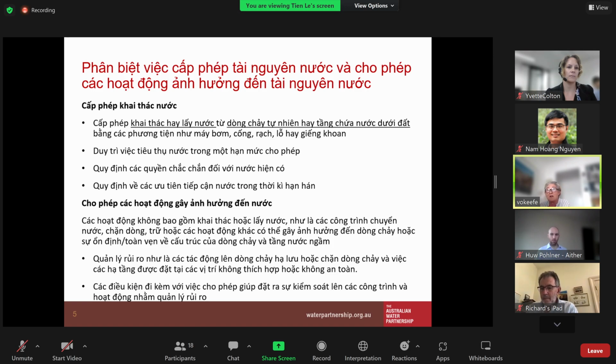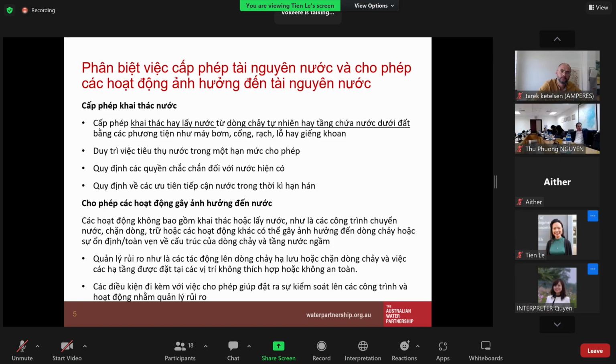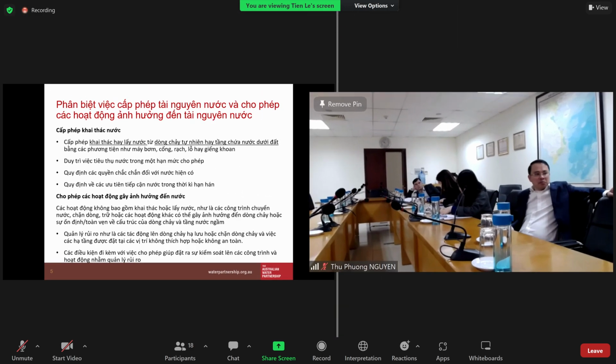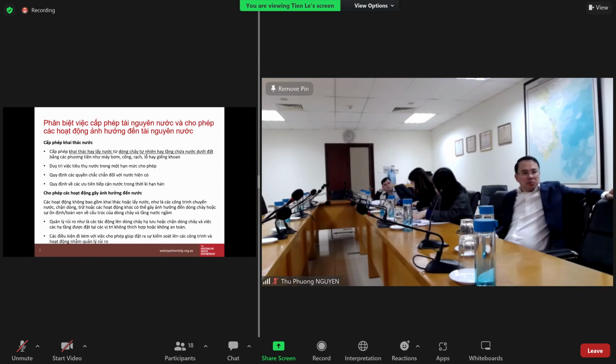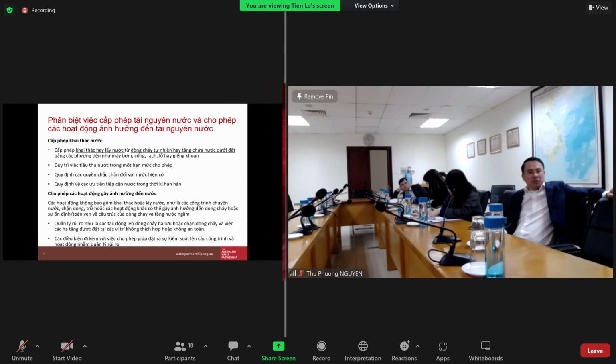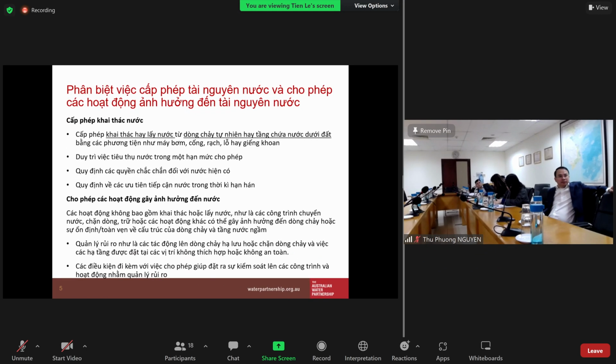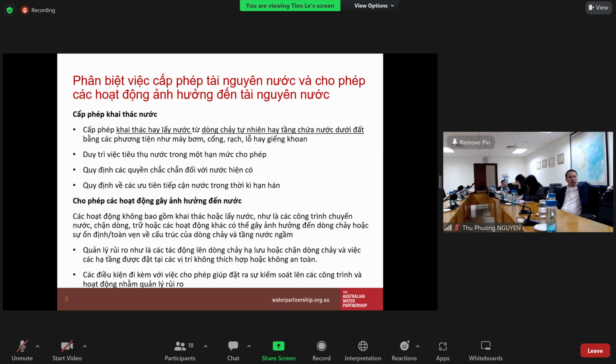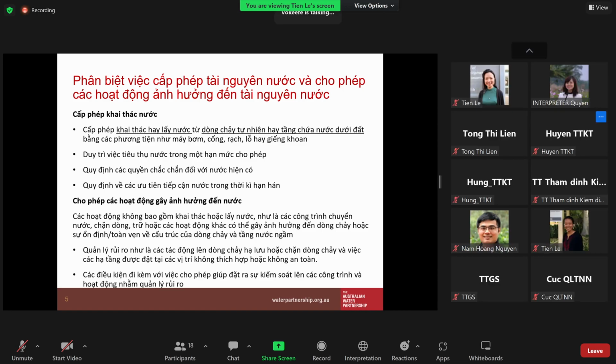In a groundwater sense, that could be a mining activity that digs into an aquifer and changes the flow of the aquifer. So we have two quite distinct types of licenses and permits in Australia. And you might want to think about that in Vietnam, or they may be called the same thing, but you're licensing different works or different activities.